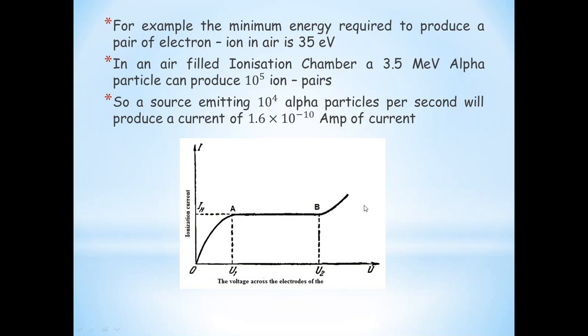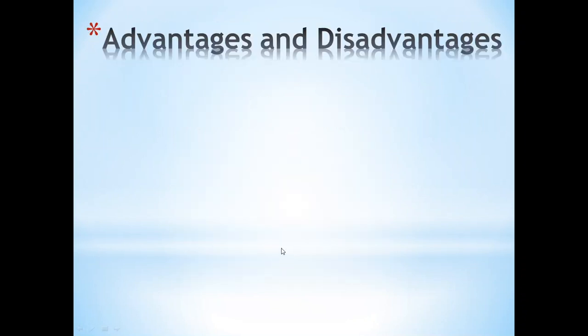For higher voltages, the other detectors, the proportional counter and the Geiger-Müller counter, operate at higher voltages. We'll discuss them later. But for the ionization chamber, what happens? It is allowed to operate in regions where secondary ionization is not there. So this is a characteristic of the ionization chamber. So let's look into some advantages and disadvantages of the ionization chamber.